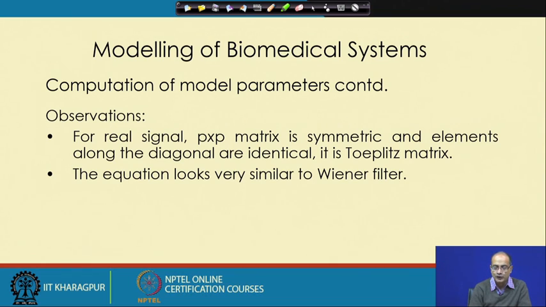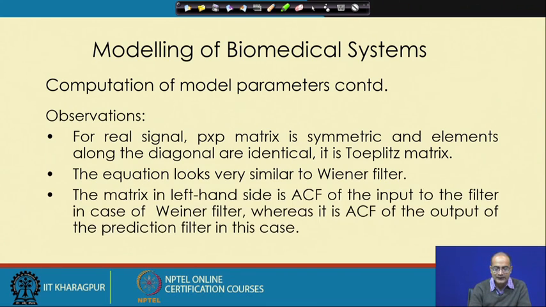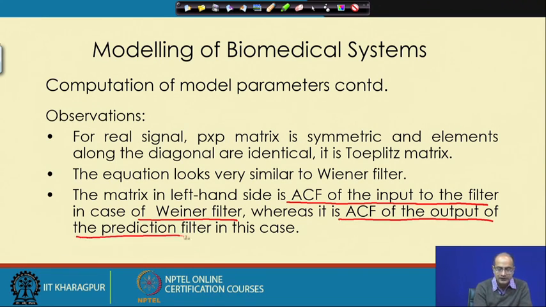That Wiener filter was also implemented using a tap delay filter. Here also we have the same structure and the same equation. However, there are certain small differences. In this case, the ACF used on the left hand side was the ACF of the input in case of the Wiener filter, whereas here it is the ACF of the output of the prediction filter.